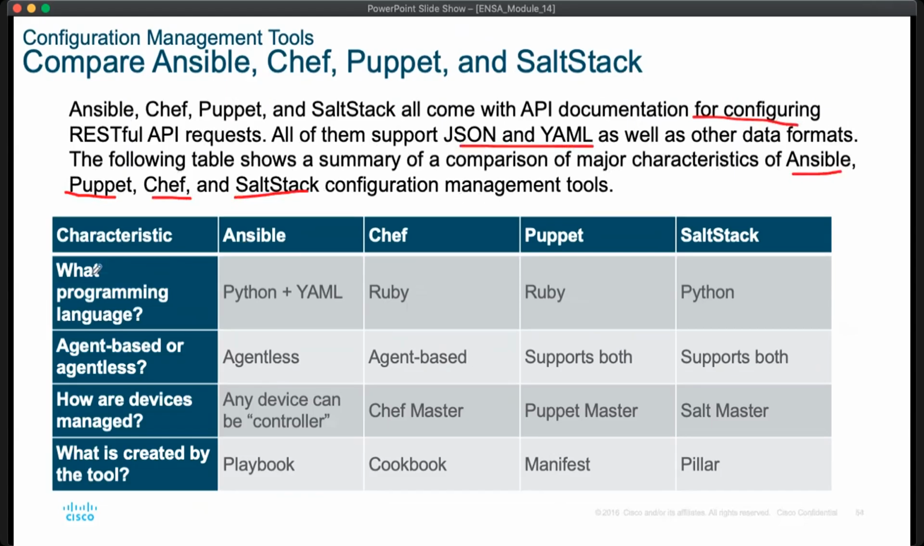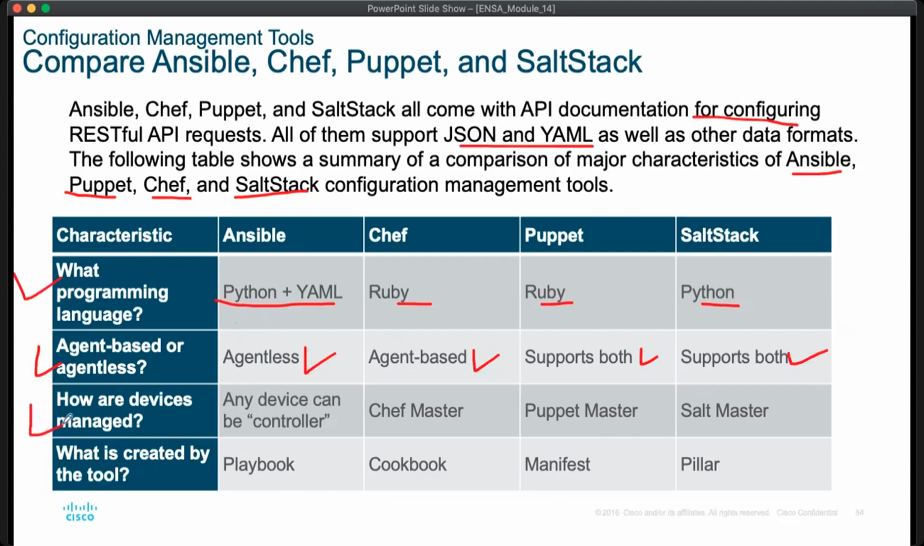All right. What programming language for Ansible? First, using Python and YAML. Chef using Ruby, Puppet using Ruby, SaltStack using Python. Okay. And for agent-based or agentless, okay, for Ansible, they use agentless. For Chef, using agent-based. Puppet and also SaltStack, using both agentless and also agent-based.